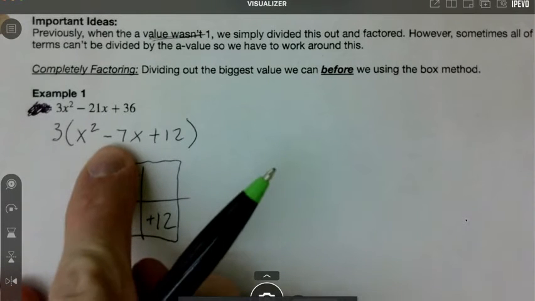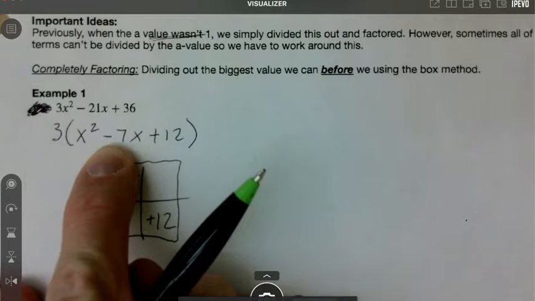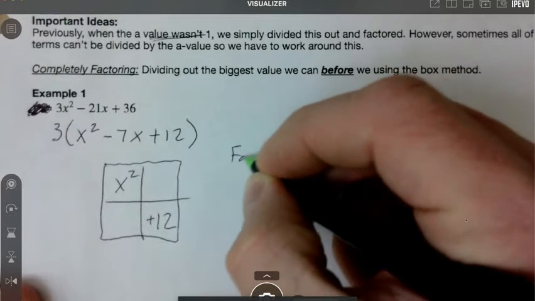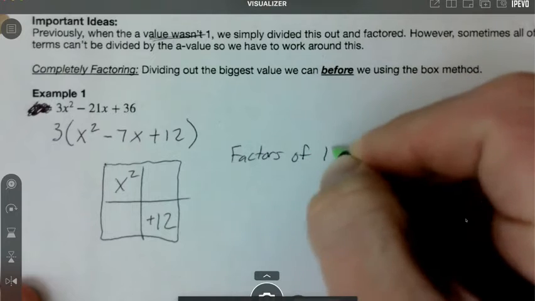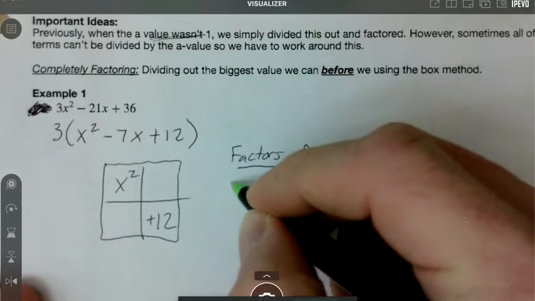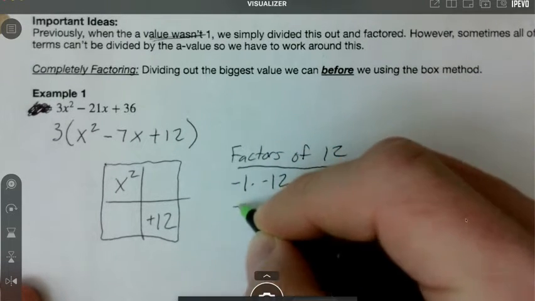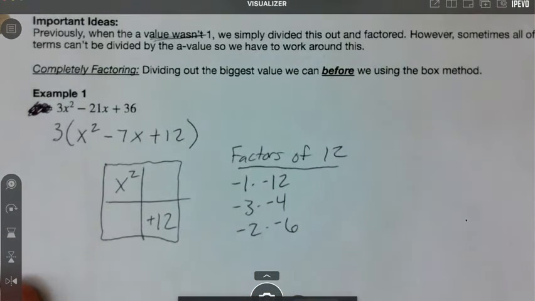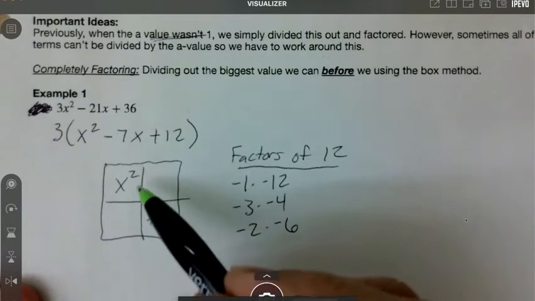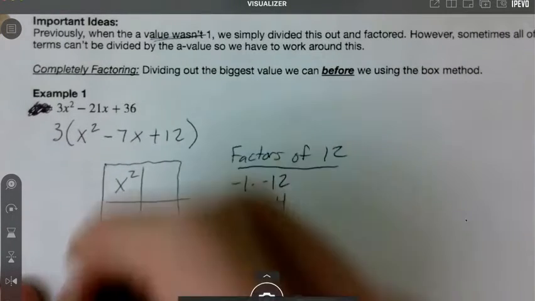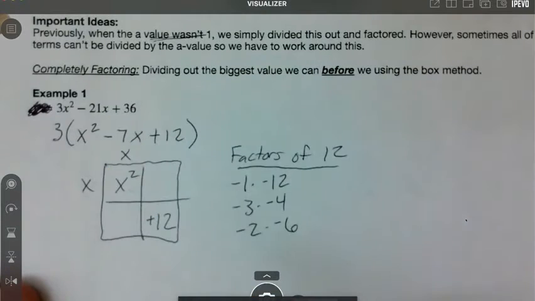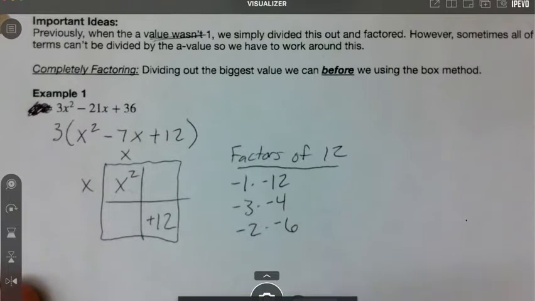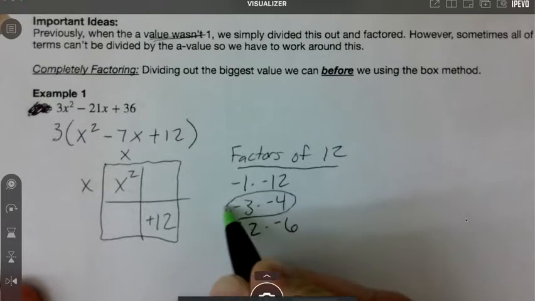Well, from here, remember, negative 7, the only way I can get a negative 7 in the middle and a positive number on that end is if I'm thinking about factors of 12, I'm really looking for them both to be negative. Negative 1 times negative 12, negative 3 times negative 4, negative 2 times negative 6, and I think that's all of them. Remember, my goal is to say, well, two things multiply to get x squared, x and x, and then two things multiply to get me positive 12, but also combine to get me negative 7x. And I'm betting that's going to be this one right here.